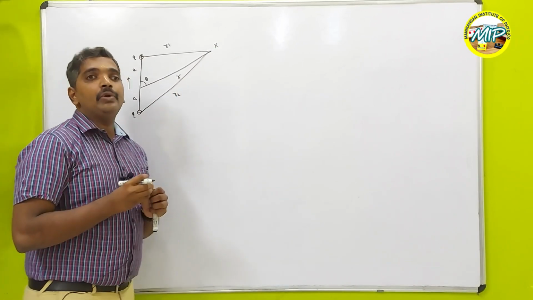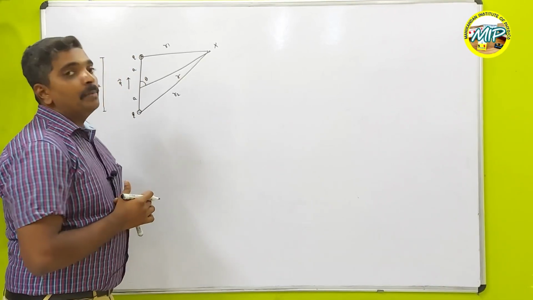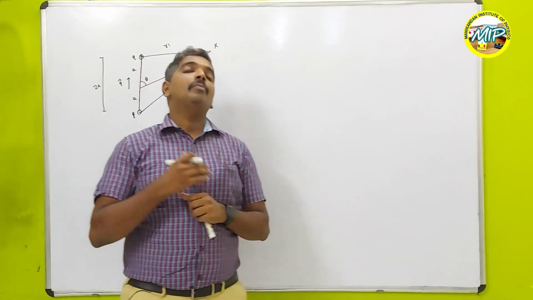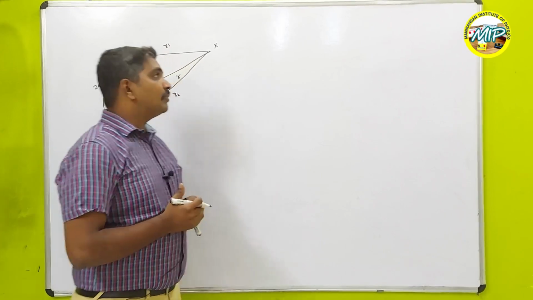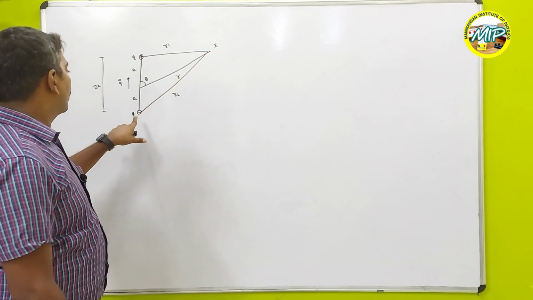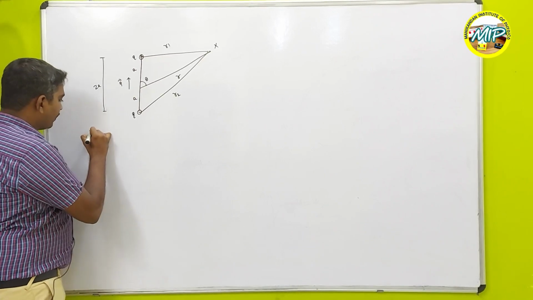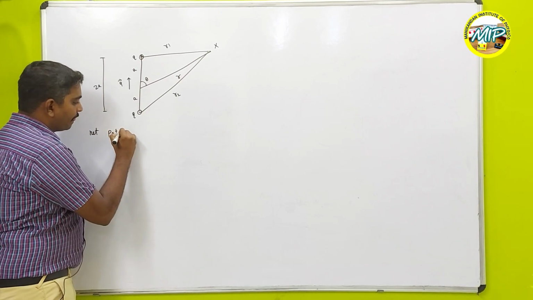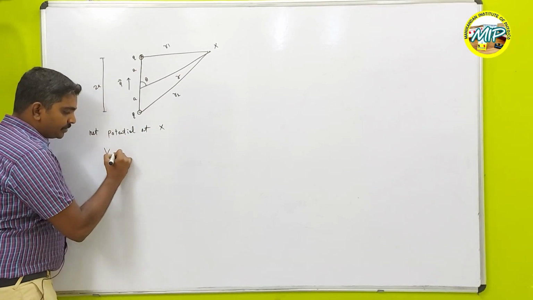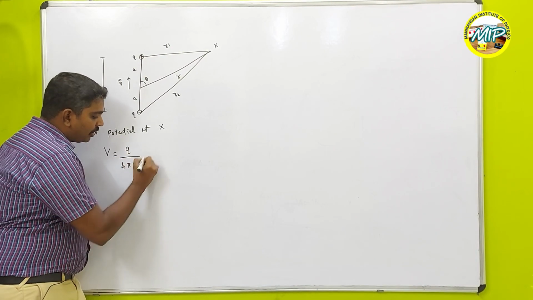The electric potential due to a point charge, last class we derived the expression V equals Q by 4 pi epsilon naught R. So my potential is inversely proportional to R. So first I'm going to write the electric potential due to this positive charge at this point, and the electric potential due to this negative charge at this point. So I'm going to write the net potential here at X. V equals, Q is common here, Q by 4 pi epsilon naught.